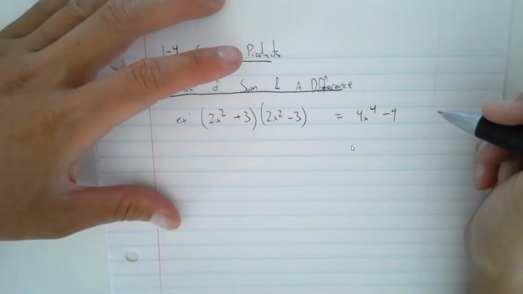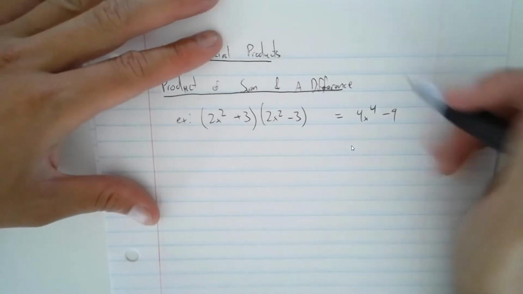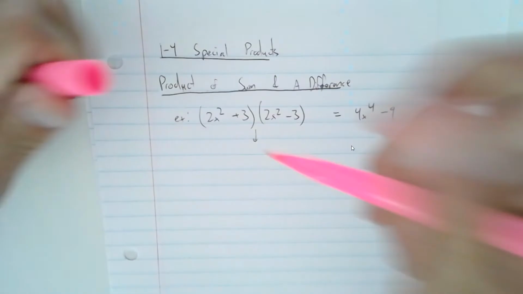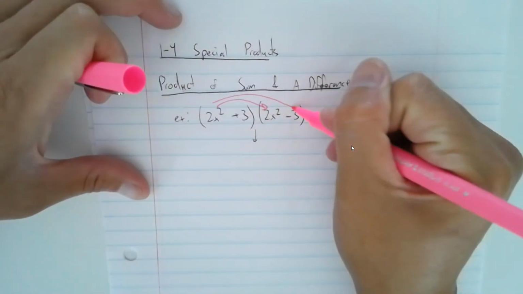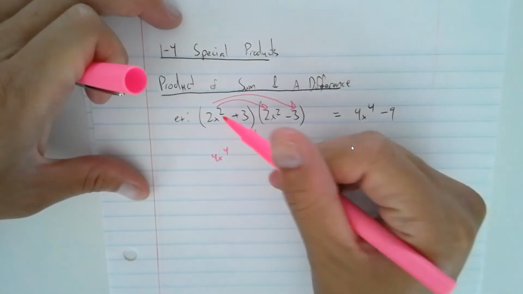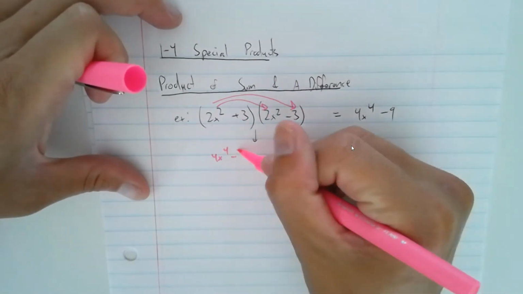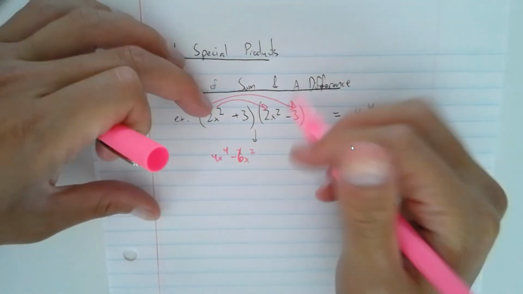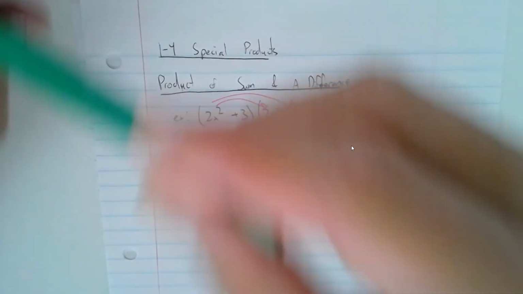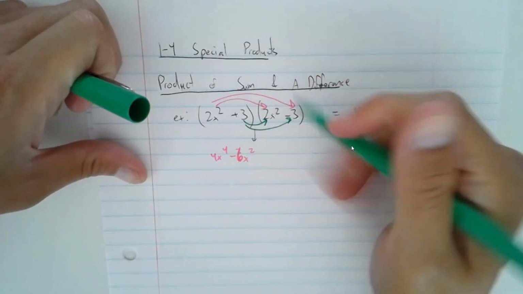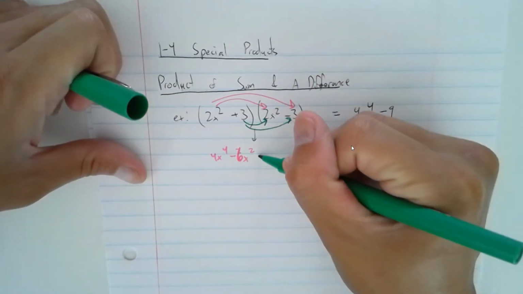If you don't believe me, let's work this out really quick. I'll color code it. The 2x squared goes to both of these. So 2x squared times 2x squared is 4x to the 4th power. 2x squared times minus 3 is going to be negative 6x squared. And then in green, we take the second number in the parentheses and multiply it to both of those numbers. So that's 3 times 2x squared, which is plus 6x squared.